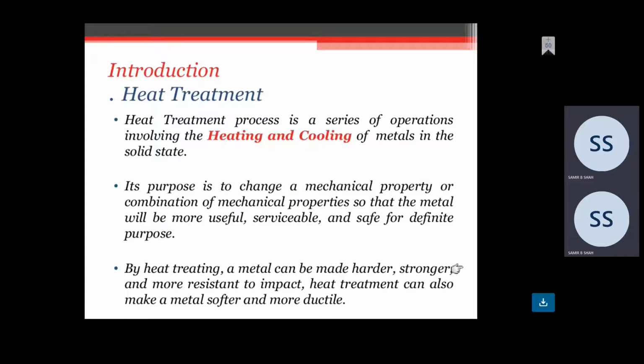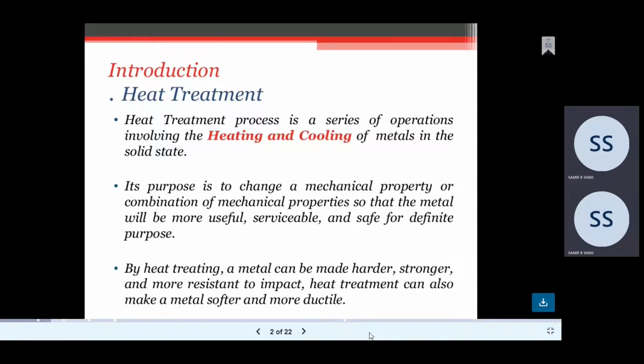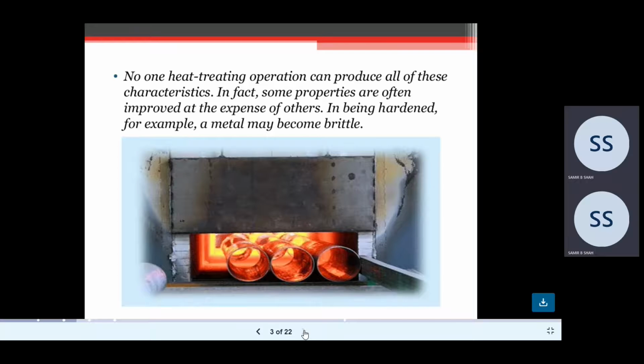So with the help of heat treatment, what happens to the metal? Metal can be made harder and stronger. Or, as per the criteria or the application, it may increase the impact strength. In the same way, sometimes it may be made more ductile, or sometimes the metal is made softer. Those are the main objectives of heat treatment. Now, no one heat treating operation can produce all of these characteristics.